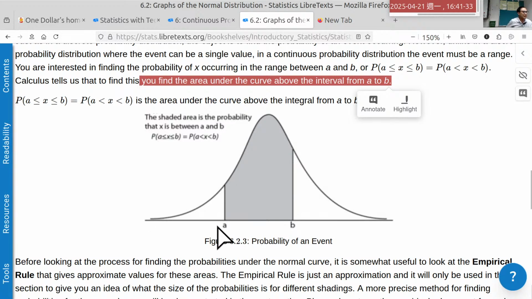And here, the shaded area is on the right side of the A value and on the left side of the B value. Okay, how to calculate the probability? I will tell you how to check the tables, and that's one way. After this, I will give you some useful websites. You just type in your information, then click enter, and you will get everything you want.